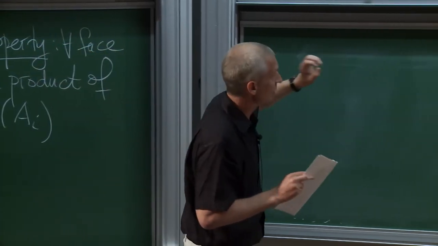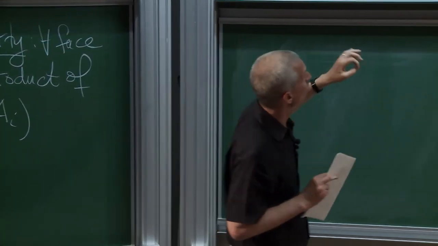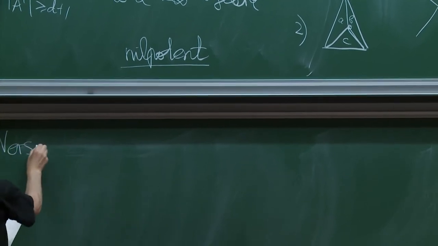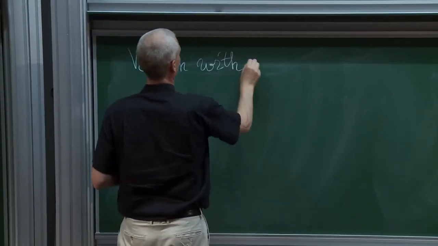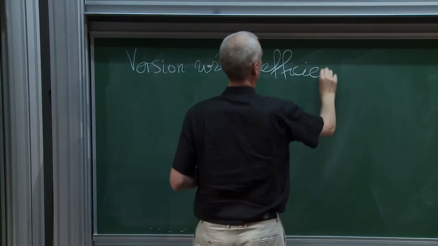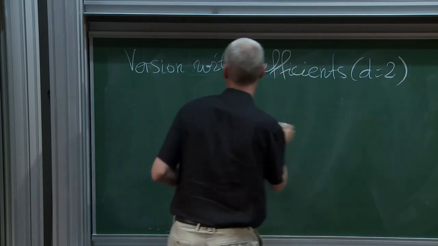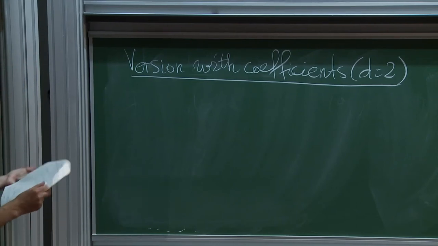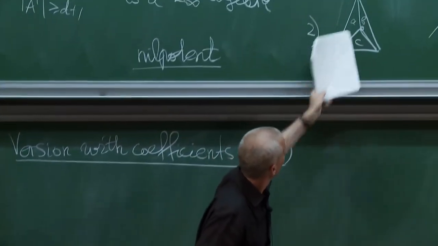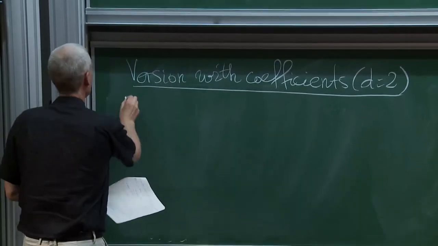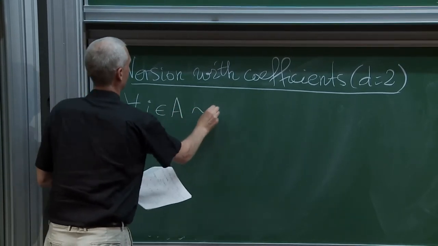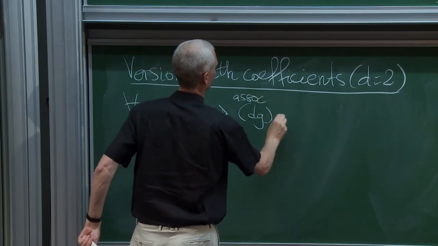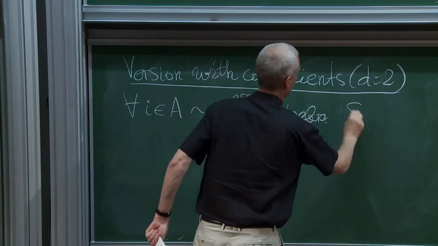So let me explain this. The case most interesting for us is the case of two dimensions. Let me call this part the version with coefficients in two dimensions. A good setting would be like this: for every point I of our configuration, there will be an algebra, or a DG algebra, an associative algebra. Let's call it S_I.